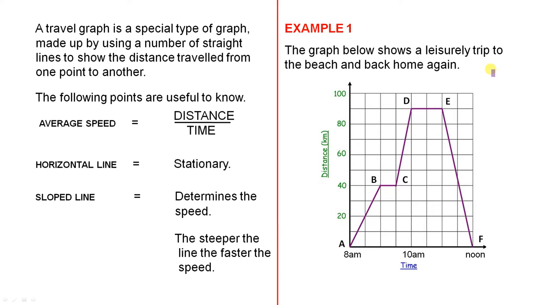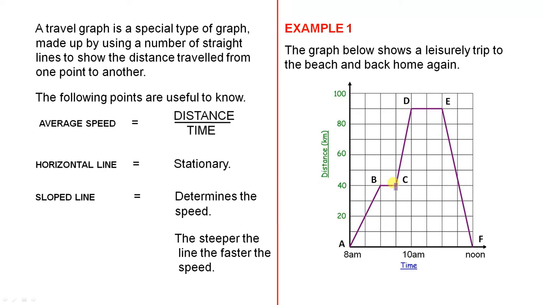So let's look at the first example, which has to do with this graph here. The graph below shows a leisurely trip to the beach and back home again. So basically what the graph is telling us is that the journey started at 8 a.m. and then the first part of the journey travelled for 40 kilometres, because that's the distance, and stopped at 9 a.m. See, there's 9 a.m. there.